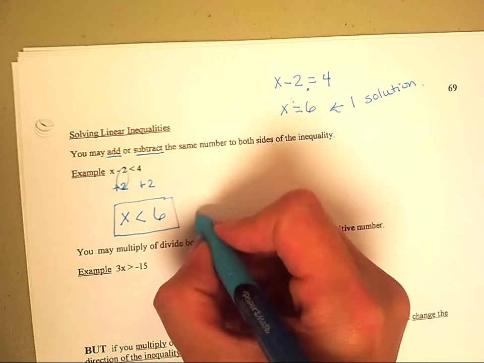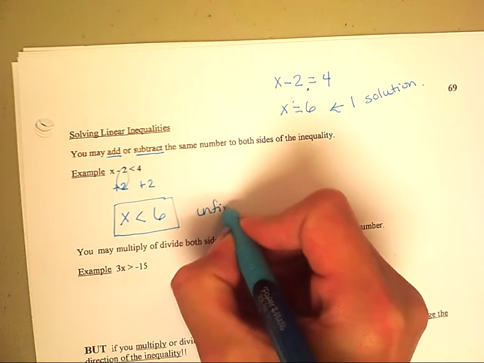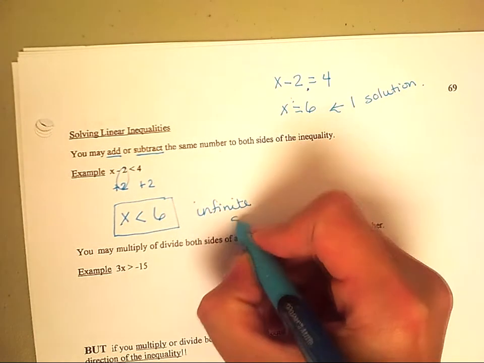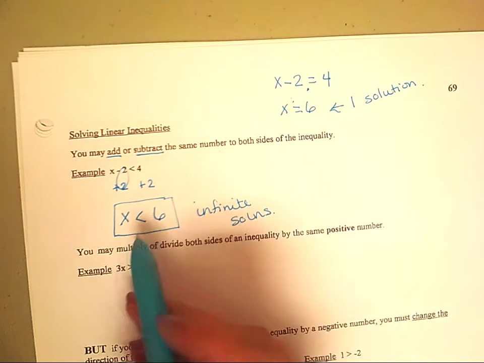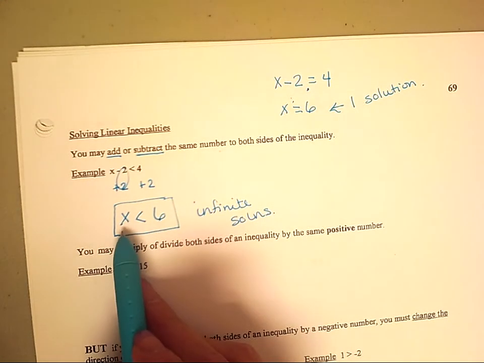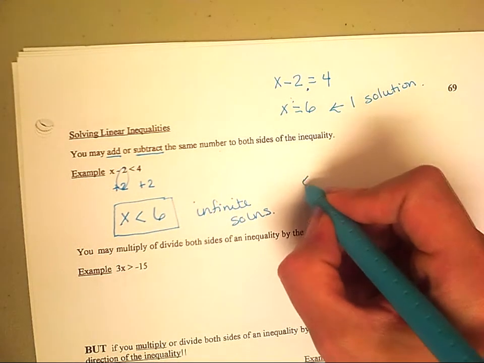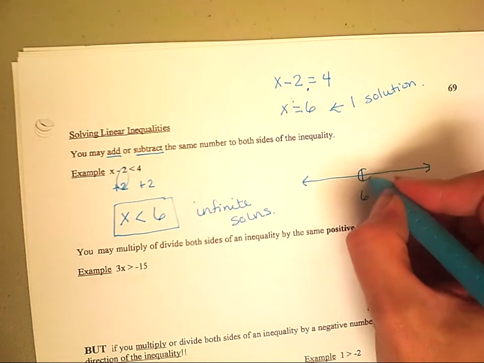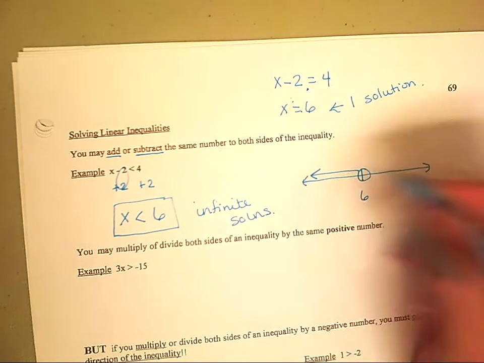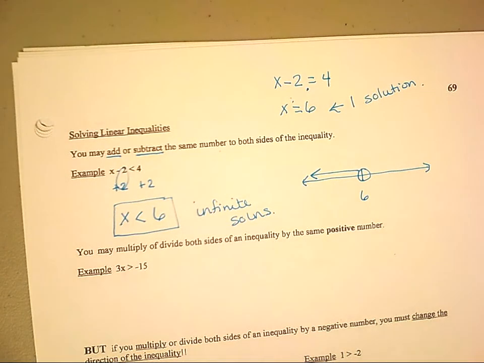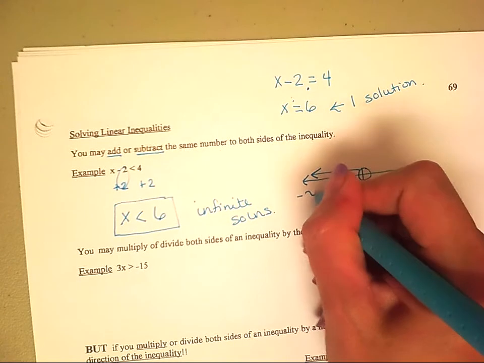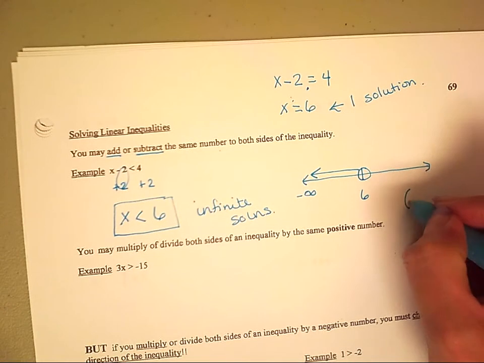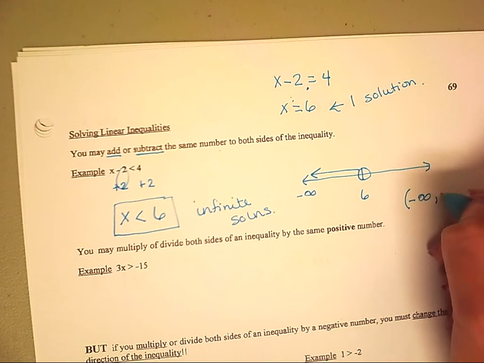Okay? This is an infinite amount of solutions. So x equals 1, x equals -5, etc., etc. There's an infinite amount. If you were to graph it, here's 6. This would be all of the solutions. Okay? There would be an infinite amount. And in interval notation, it would go from -infinity to 6, not included.